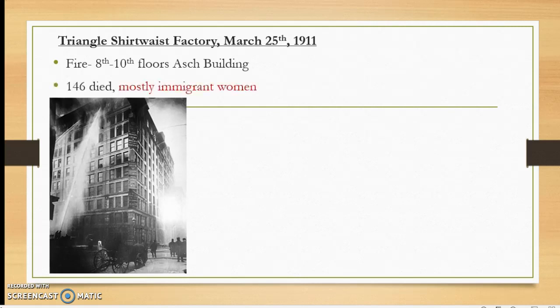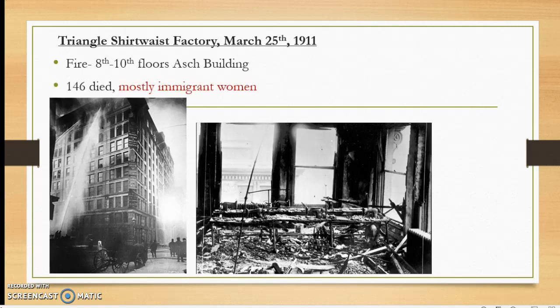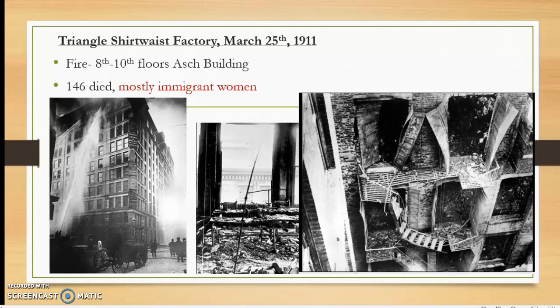That fire spread quickly. During the fire, people were trapped. The fire doors were locked in the building to prevent theft. So the owner of this garment company was worried that the young women, many of them immigrant women, would steal his property. So they locked the fire doors. Many of the women went down a fire escape, but that door was locked as well. So women got trapped inside of the fire escape. There was an outdoor fire escape that collapsed under the weight and heat.